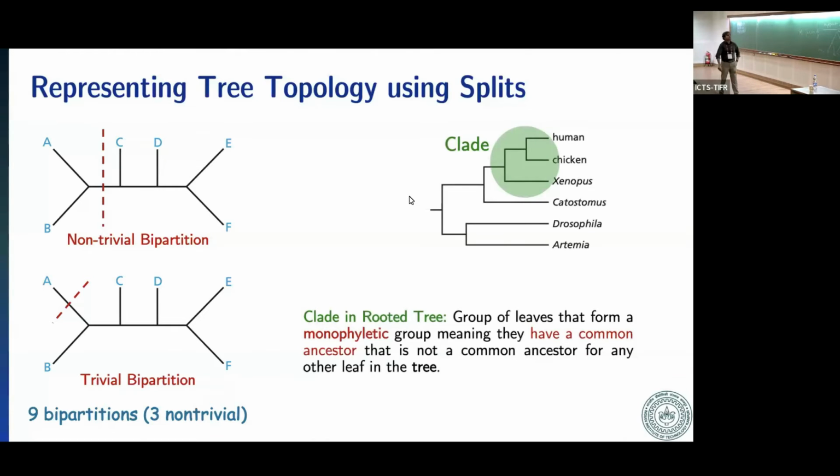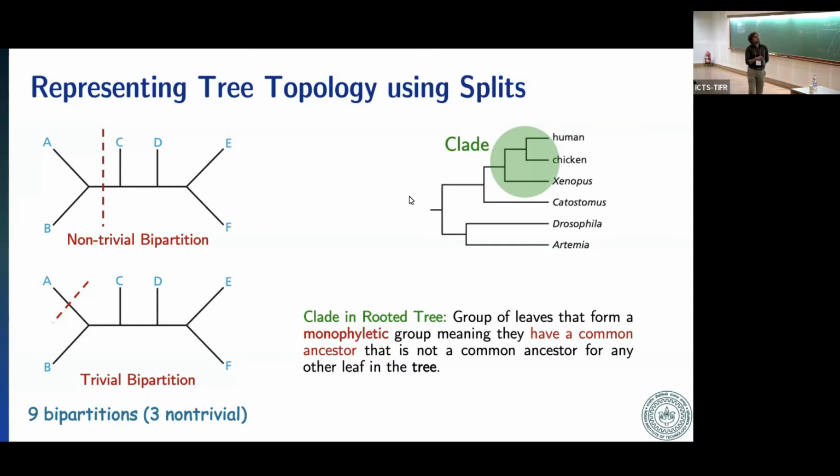And similarly, there is a concept of clade in a rooted tree. So what is defined as a clade? This is a group of leaves that have a common ancestor, okay? And that is not a common ancestor for any other leaf in the tree. That is the definition of a clade.